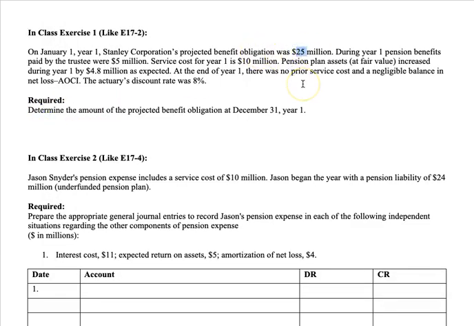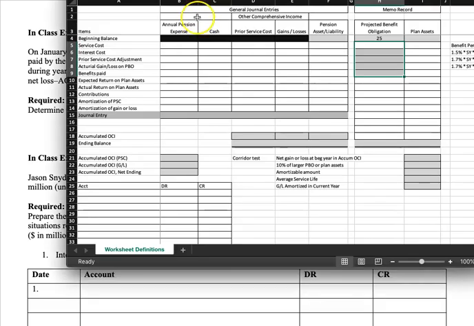Let's take into account those 5 items. So let's start with, well, we can really start anywhere. Let's start with service costs because that's the first one on my list. Do we have service costs? You always have service costs because that's the cost of one additional year of service for our employees.